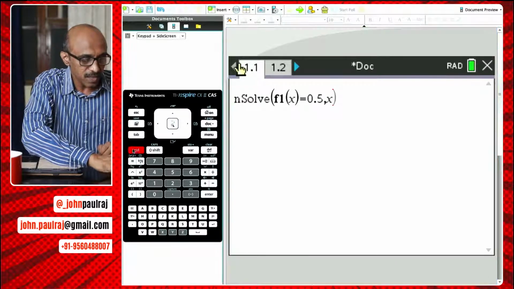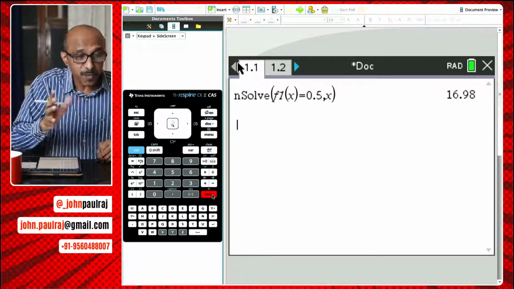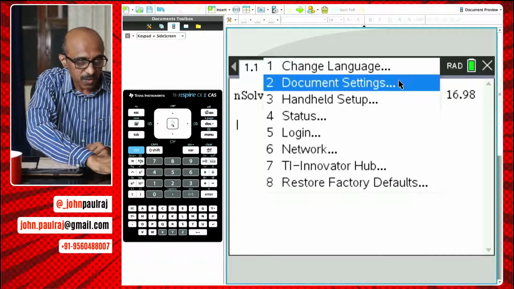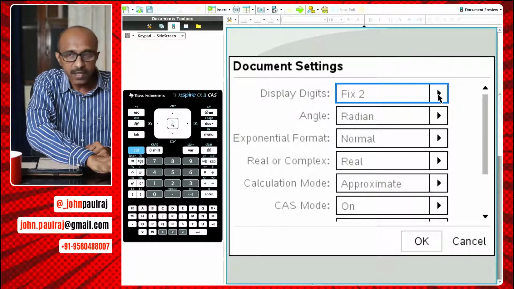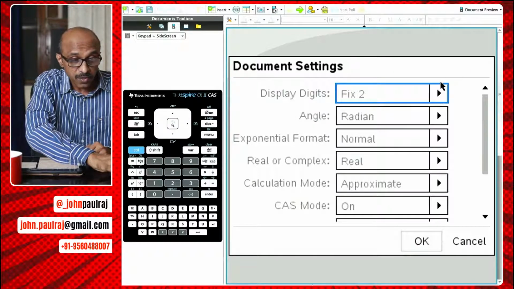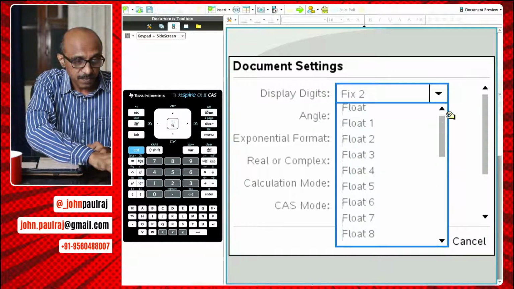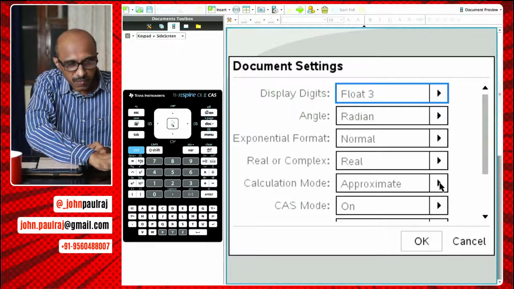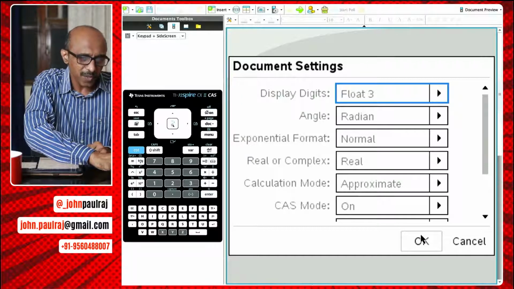I just press control enter to give me decimals. What do we get? I get 16.98. The accuracy here is different because it's set to fixed 2. Can you see? Yeah, it's set to fixed 2. So if you make it float 3, and for the calculation mode, if I keep it to exact, never mind, I can keep it to approximate.